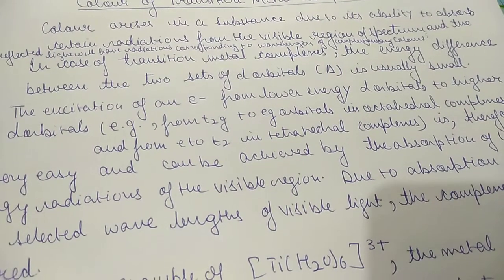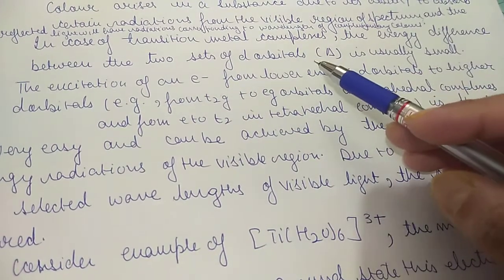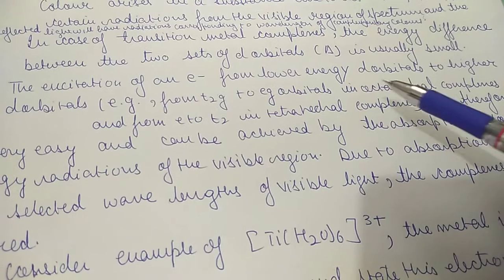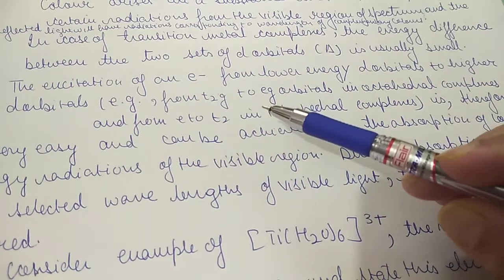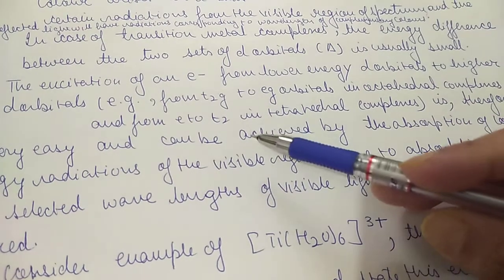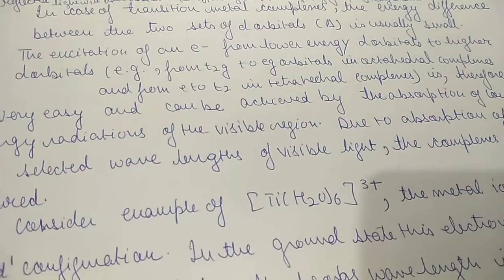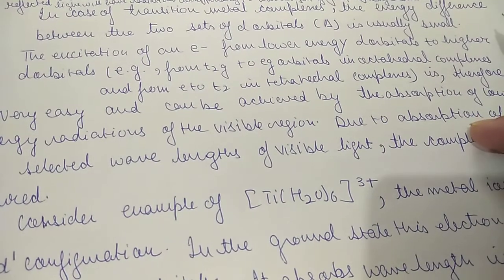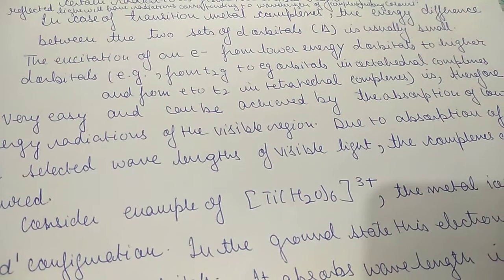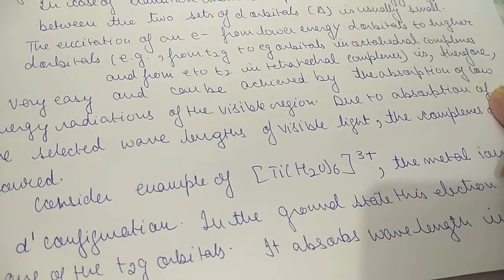Now what happens in the case of transition metal complexes? The energy difference between two sets of orbitals is small, and excitation of the electron takes place from a lower energy d orbital to a higher energy d orbital. For example, from t2g to eg orbital in the case of octahedral complexes, and from e to t2 orbital in the case of tetrahedral complexes. Generally all the transition metal complexes which have unpaired electrons, since the energy difference is small, appear to be colored. Now here we will take the example of a titanium complex.